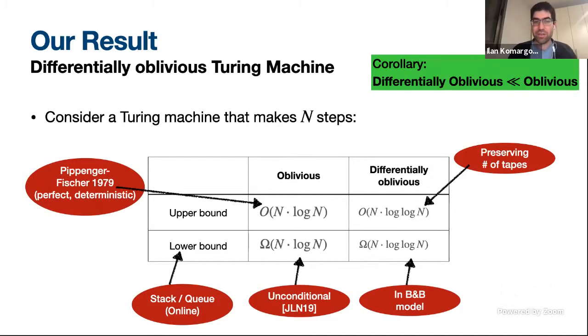And one implication of this result is that differential obliviousness is strictly weaker than obliviousness. Until this separation, there was no evidence that differential obliviousness is easier to achieve than full obliviousness, even though it looks significantly weaker. So this is our result.